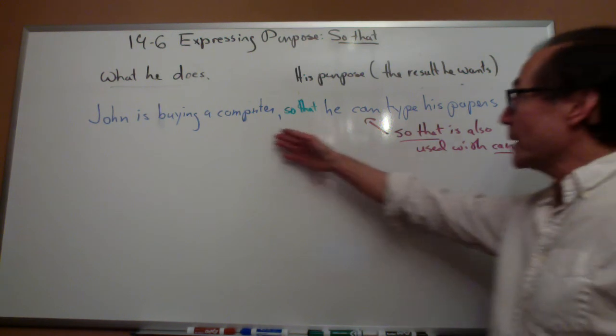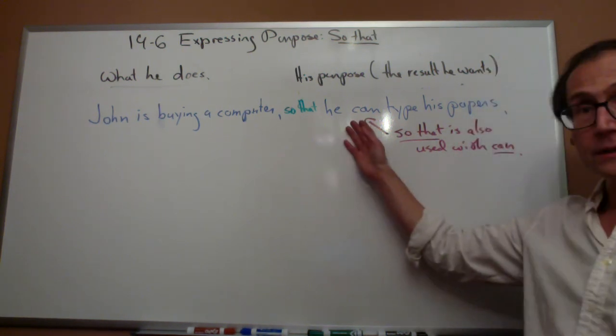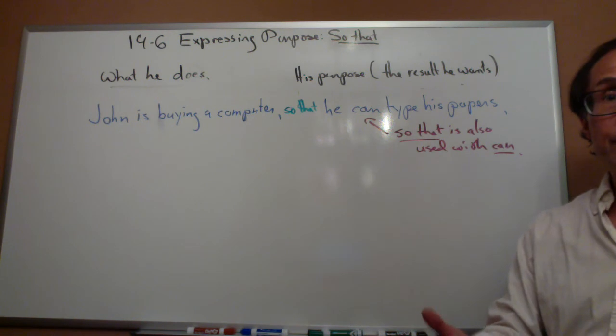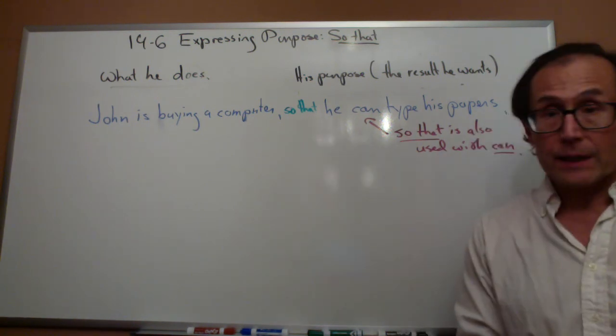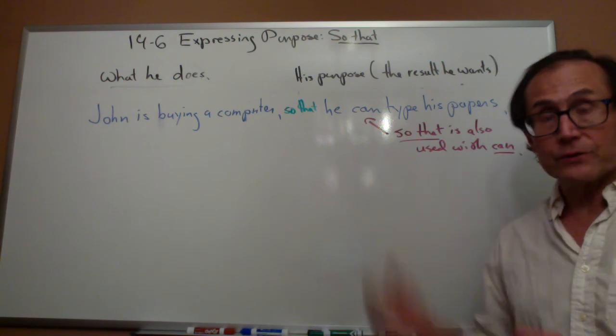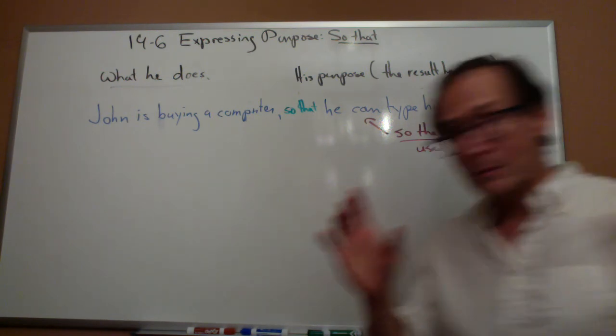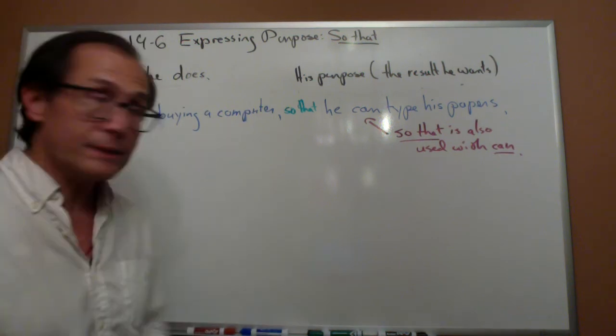So John is buying a computer, and the result is he can type his papers. So I can say John is buying a computer so that he can type his papers. So that is often used with can. Okay, let's look at another example.